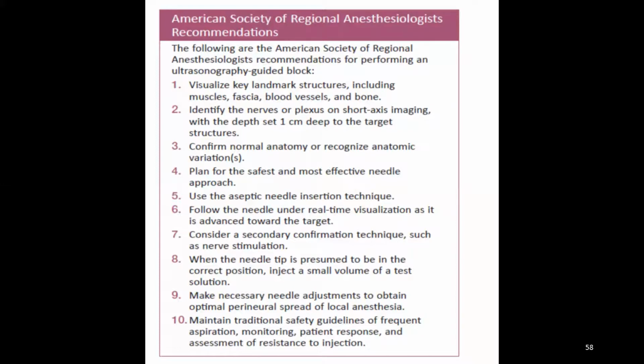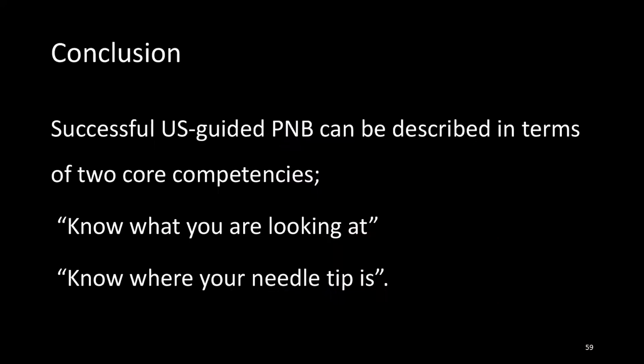We should always have a secondary confirmation technique such as nerve stimulation. And when the needle tip is presumed to be in the correct position, only then, after an aspiration, we should inject a small volume of test dose. We should make necessary needle adjustments so as to get an optimal perineural spread of the regional anesthesia, and then maintain safety guidelines for frequent aspirations, monitoring patient response, and assessment of the resistance while injecting the drug.